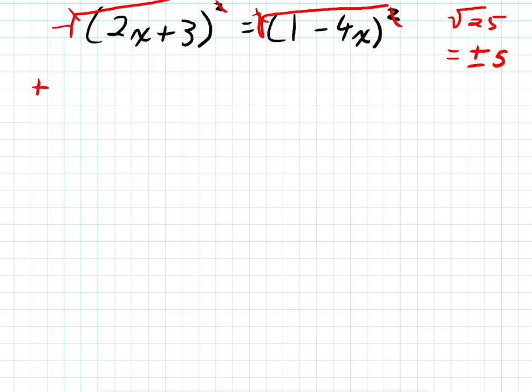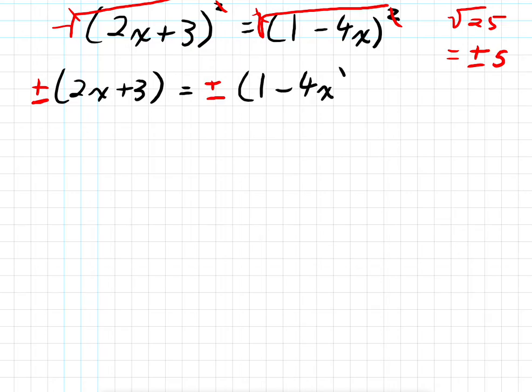We get plus, okay, in other words, think of it like positive 1 times 2x plus 3 and negative. There's 2 answers to this. And on the right side, we also get 2 answers. So we end up in a scenario, this is where it gets tricky. I'm going to end up with 4 things I have to manage here.